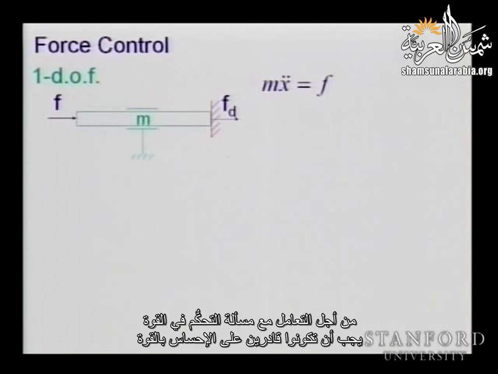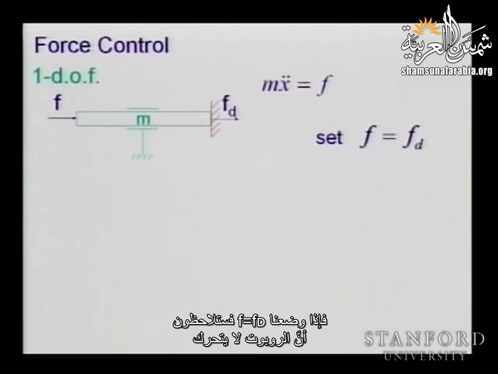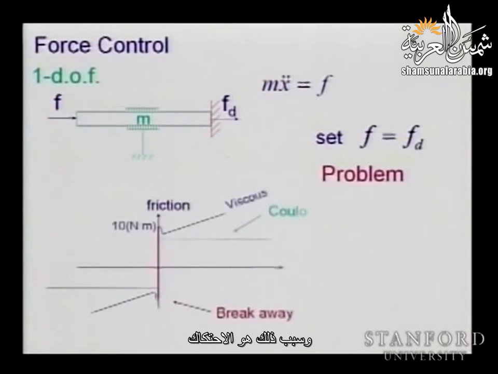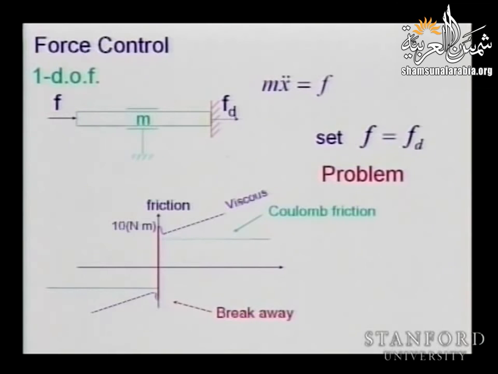Now, for really dealing with the problem of force control, you need to be able to sense the force. And the reason is, if you think about it, let's say I would like to control some F desired. So if we set just the control force to the desired force, we will see that actually the robot is not even moving. And the reason for that is the friction. So if you think about the friction, as long as your force desired is within the breakaway friction, you're not going to move. Your force will not get the robot to move beyond that friction.